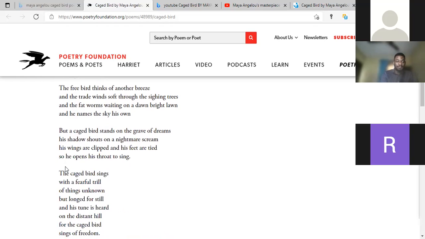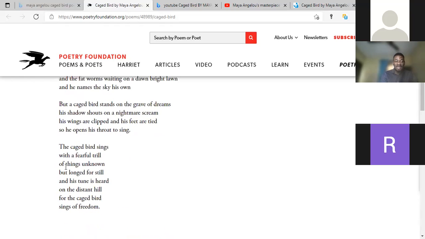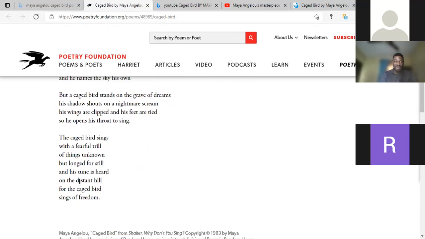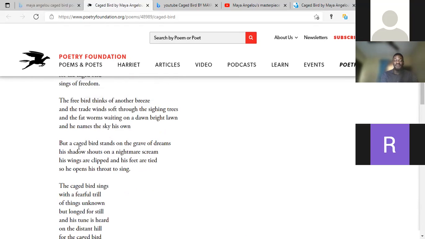Now, the last stanza is almost a repetition of the third stanza, right? But then you see in the fifth stanza that, but a caged bird stands on the grave of dreams. His shadow shouts on a nightmare scream. His wings are clipped and his feet are tied, so he opens his throat to sing.